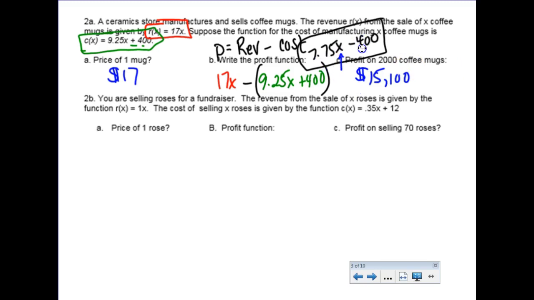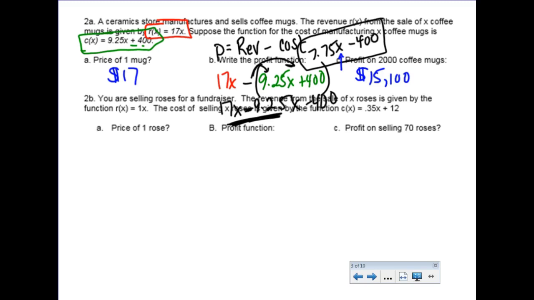Right. Right here, so we distributed the subtraction sign. We kind of skipped a step though. You could write 17x minus 9.25x minus 400. And then when you combine your like terms, the 17x minus 9.25x, you get 7.75x. The most crucial part of that, though, is that you use the parentheses and distribute the negative to the 400.